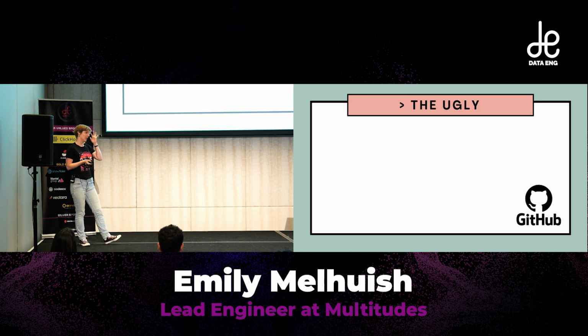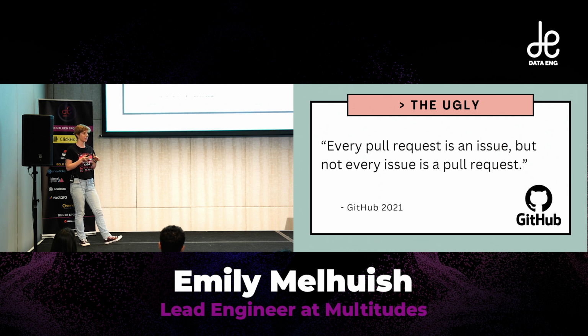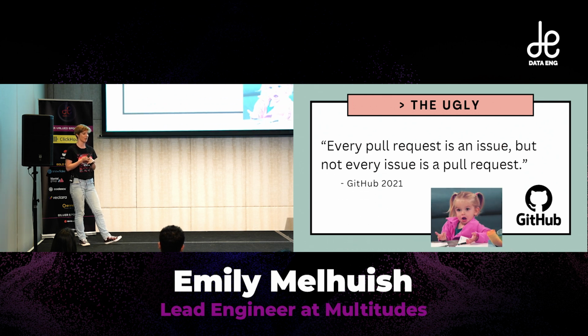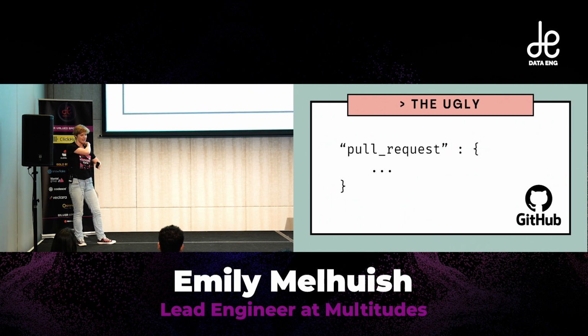It does get worse though. So in 2021, we discovered this lovely snippet of information. Every pull request is an issue, but not every issue is a pull request. What? Sorry? So what this means is that the data for a pull request event could come through like this, but it also could come through like this. And remembering what I said before, where they do not type the events, it's very hard to tell the difference between an issue and a pull request.